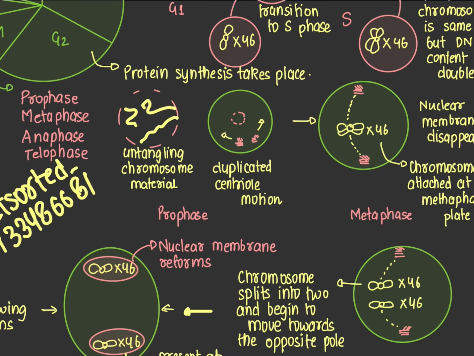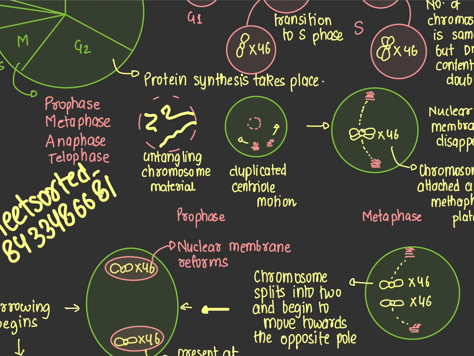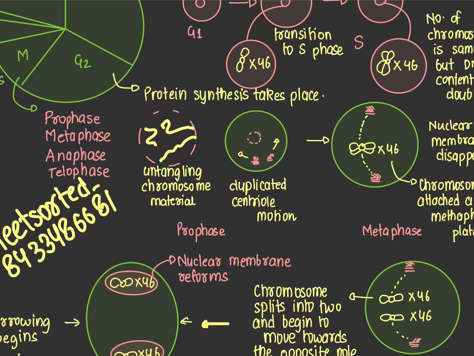The next is about the M phase, which is prophase, metaphase, anaphase and telophase. Before the M phase, protein synthesis takes place in the G2 phase. Now during the M phase, we have to remember it as PMAT: prophase, metaphase, anaphase and telophase.